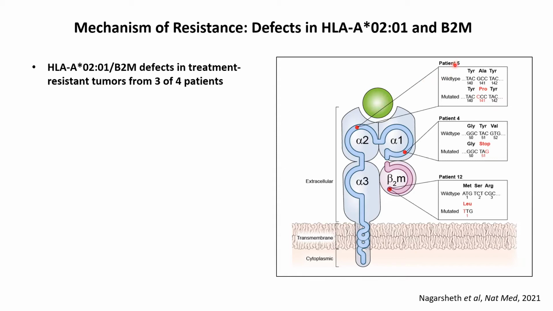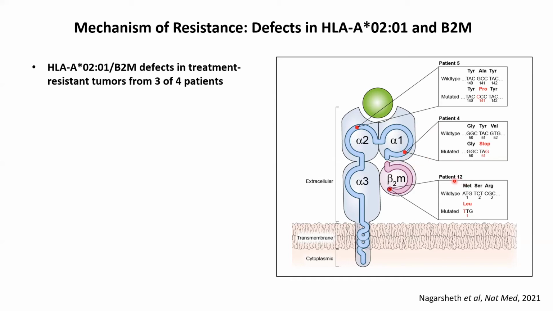So patient 5 was the patient with the extensive disease in the chest. He had a tumor in the chest wall that was biopsied before treatment that completely went away. He eventually had recurrence at a bony site, and the recurrent tumor showed this mutation in HLA-A2 that was not present in the tumor that completely went away that was biopsied before treatment. Patient 4 was a patient who did not respond to treatment, and a biopsy of that tumor revealed a premature stop codon in the alpha-1 domain of the HLA-A2 molecule.